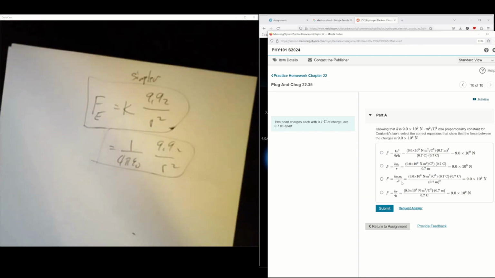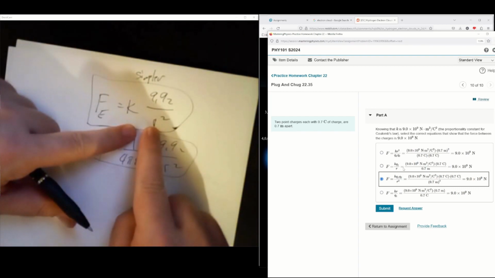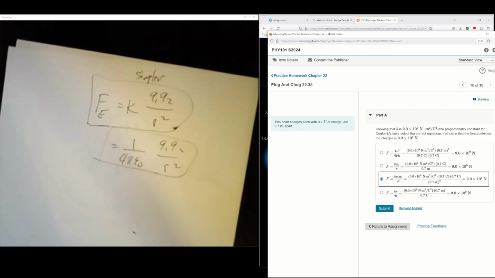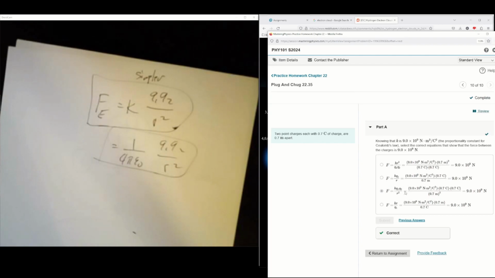But just looking at our choices here, we can see this third one is the only one correctly written. You can see these other ones are not written as K Q Q over r squared. So just by looking at this, we don't even need to pull out our calculator. This is the only correct one, this third one here.